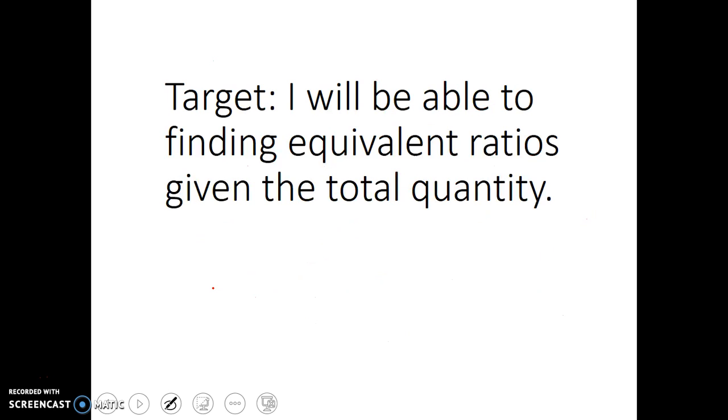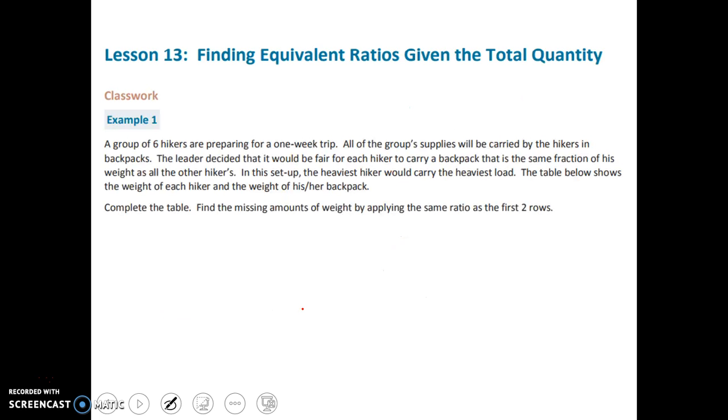Let's get started. All right, I want us to be able to find equivalent ratios given a total quantity. So remember, a total is added up. This can be challenging if we don't take our time and take an extra careful look, especially since we're going to be looking at fractions today. So let's get started. We have this group of hitchhikers that are preparing for a one-week trip.